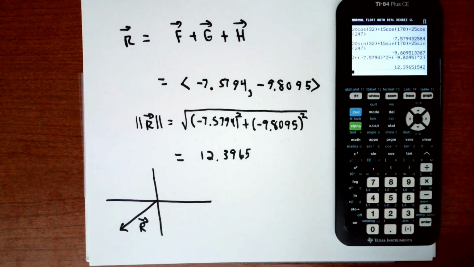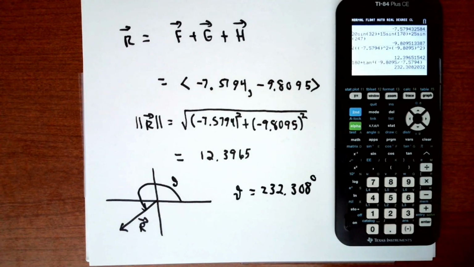I'm going to be literal and type everything in, including the negative sign. After doing that, I find out that angle theta is 232.308 degrees. This points into quadrant 3, as it should.